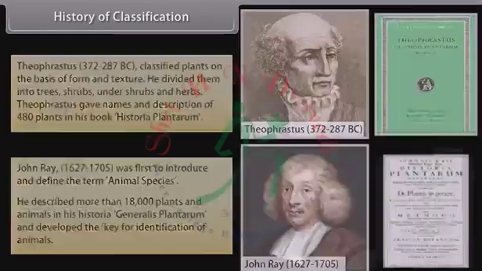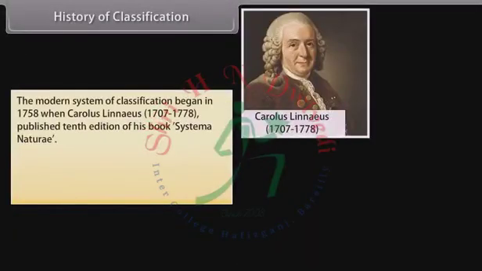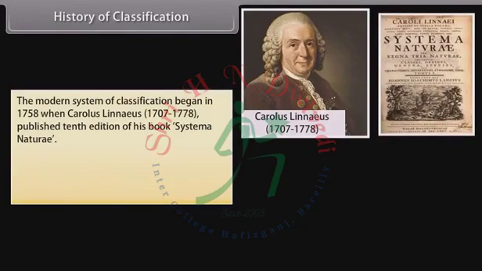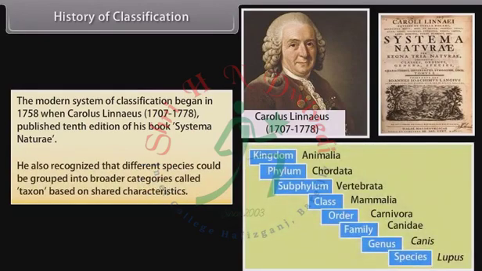animals. The modern system of classification began in 1758 when Carolus Linnaeus, 1707 to 1778, published 10th edition of his book Systema Naturae. He also recognized that different species could be grouped into broader categories called taxon based on shared characteristics.